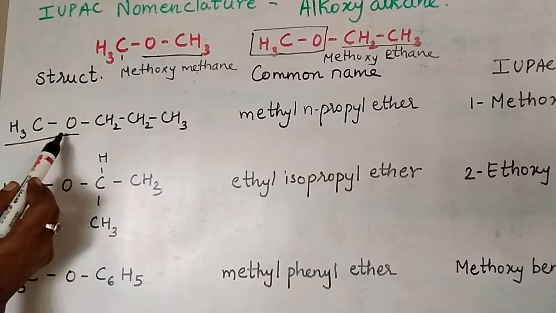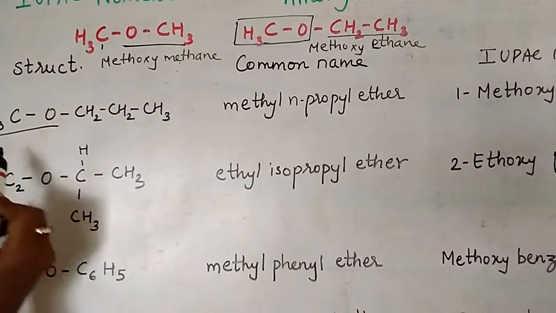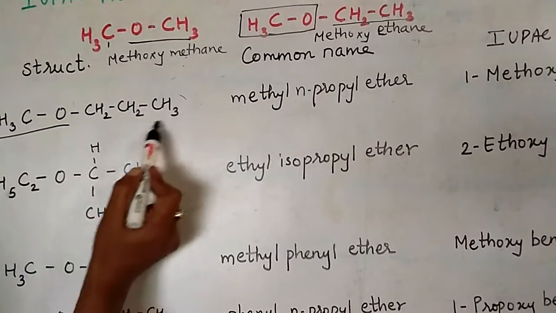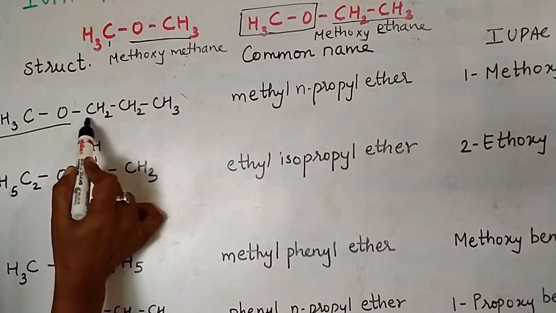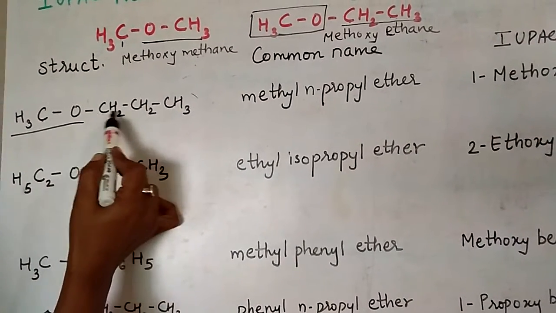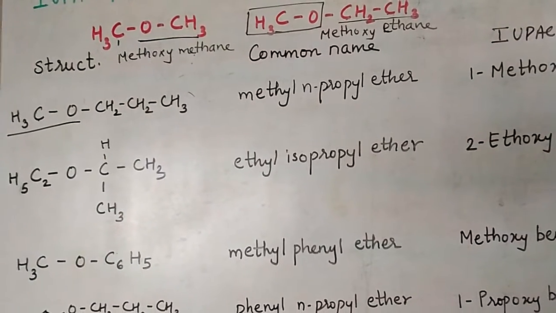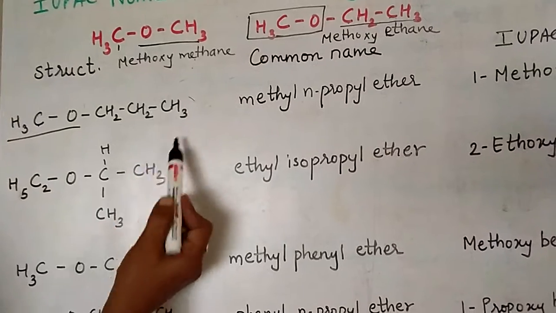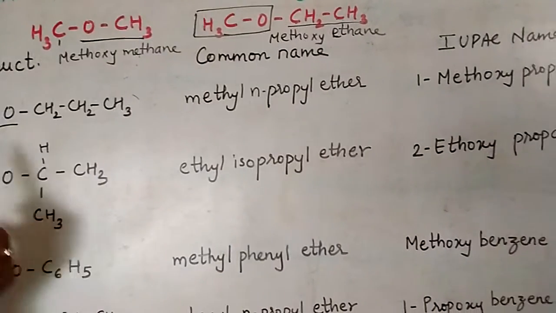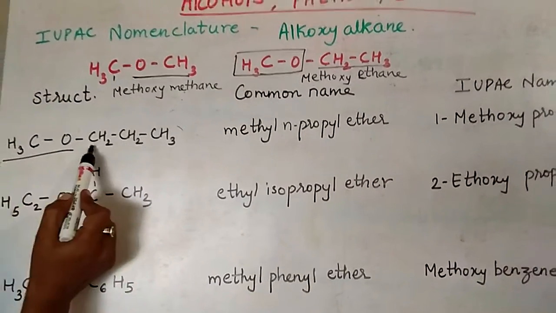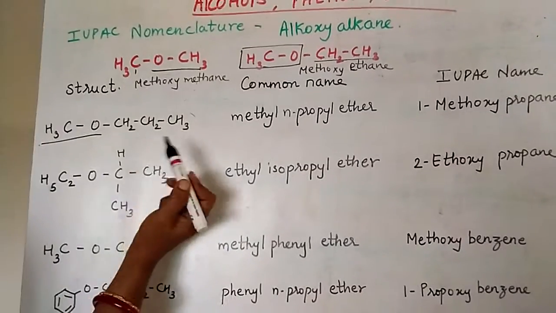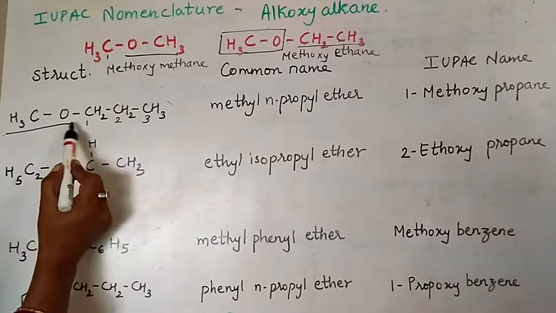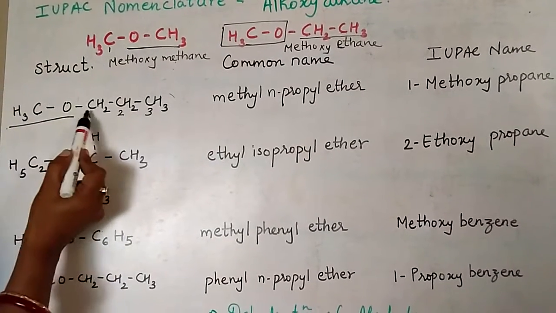So the compound will have a common name. While giving the common name, what do we do? Methyl, and what is the second group? N-propyl, 3 carbons, N-propyl because all are present in a straight chain. So methyl N-propyl ether becomes the common name of the compound. Common name is easy to give, and IUPAC becomes methoxy and propane. In propane, when you number the carbons, this is carbon number 1, 2 and 3. So the compound becomes 1-methoxypropane.